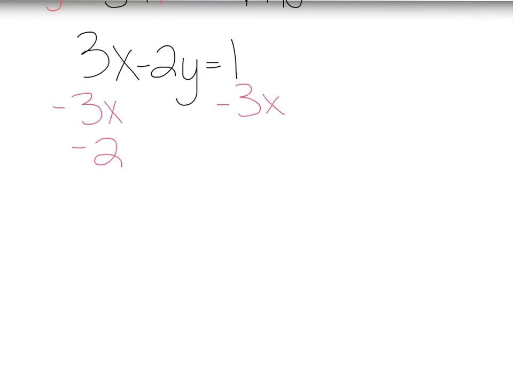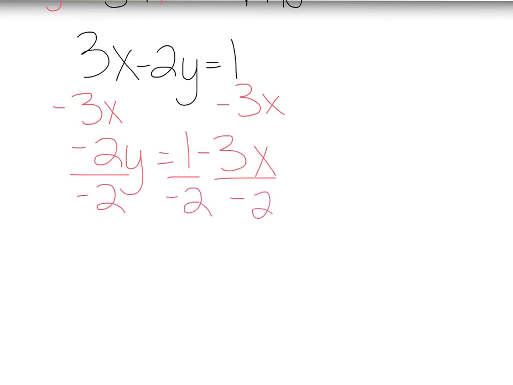So now I have negative 2y equals 1 minus 3x, and then I would divide by negative 2. When I go through and I'm ready to start simplifying, after I divided by a negative 2, I have y equals, that 1 over negative 2, I'm going to just put that negative out front, and I'm going to call it a negative 1/2. For that second half, if I have a negative 3x over a negative 2, is that going to give me a positive or a negative? It's going to give me a positive.